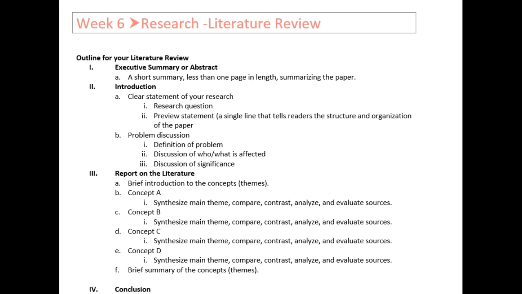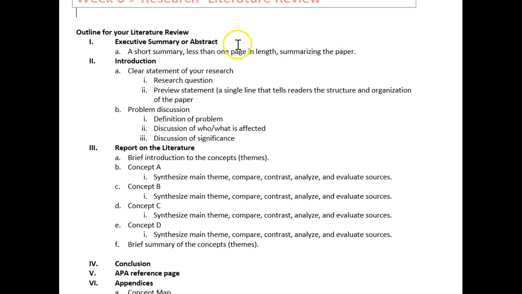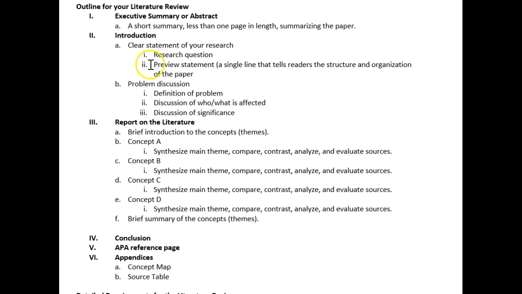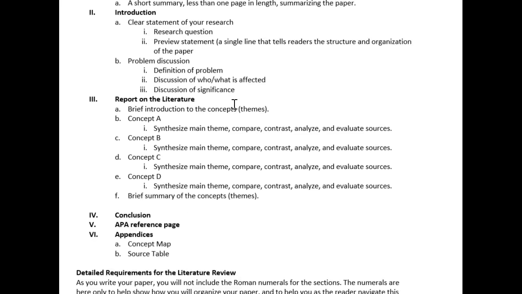Finally, in week 6, you'll actually write the paper. You'll write the literature review. And here's an outline for your literature review. You'll start out with a short summary, and then you'll talk about something that you started in week 2, what your research question is, and why and who are affected by that, why that's an important topic to project management.